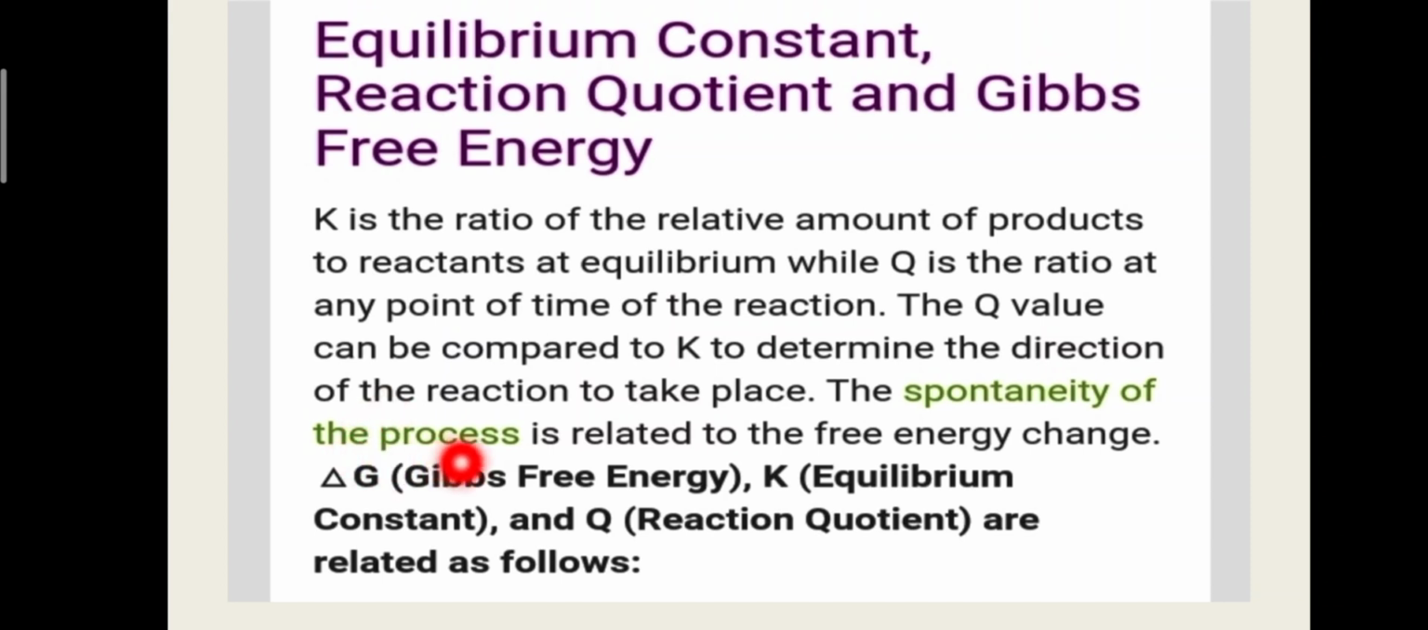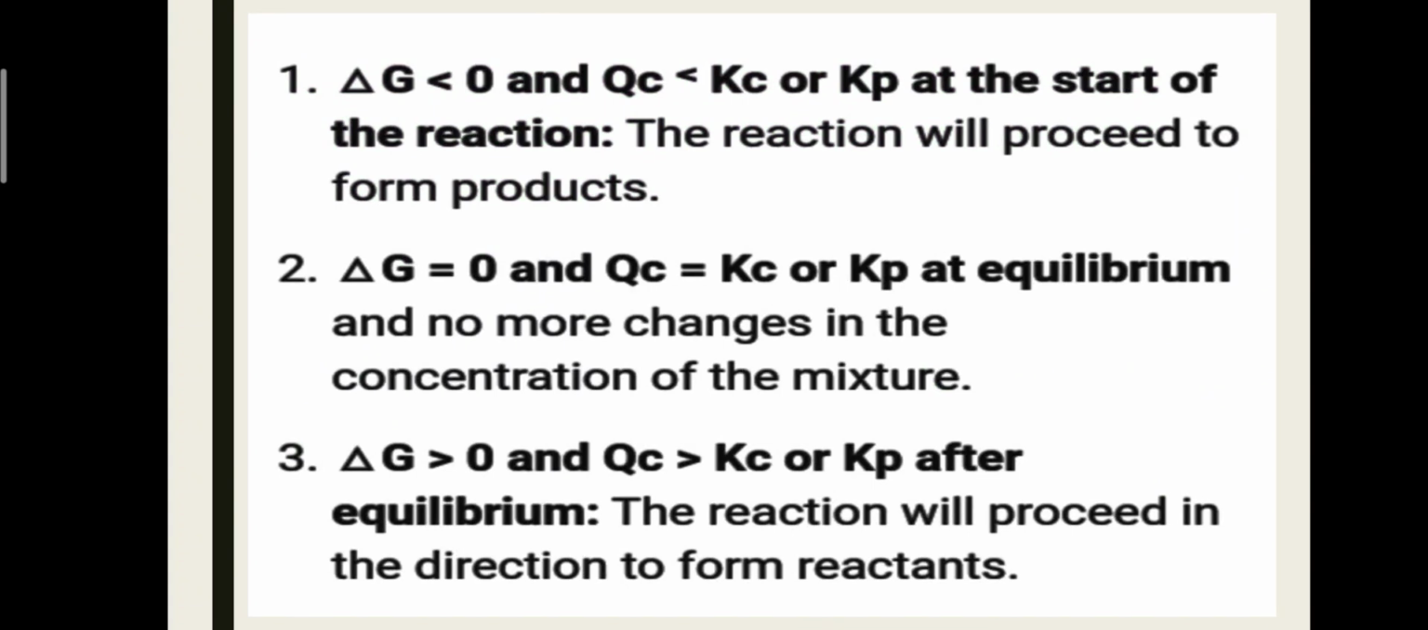Delta G, which gives free energy, K, the equilibrium constant, and Q, the reaction quotient, are related as follows. Number 1: if delta G is smaller than 0 and Qc is smaller than Kc or Kp at the start of the reaction, the reaction will proceed to form products.